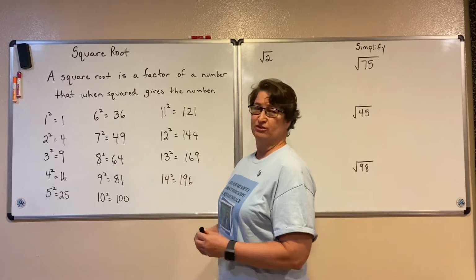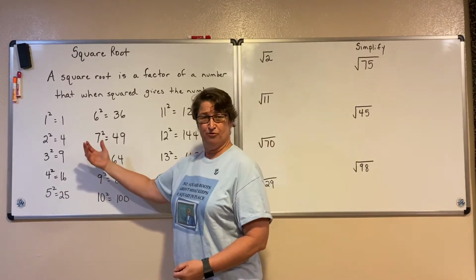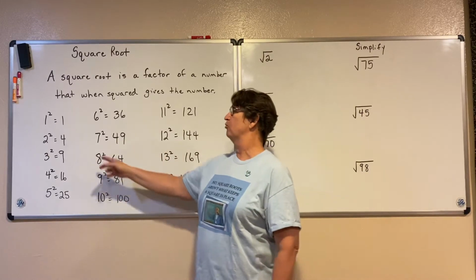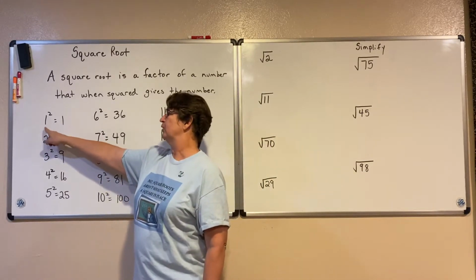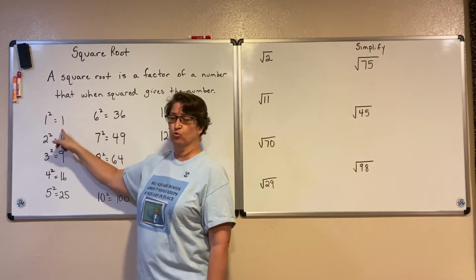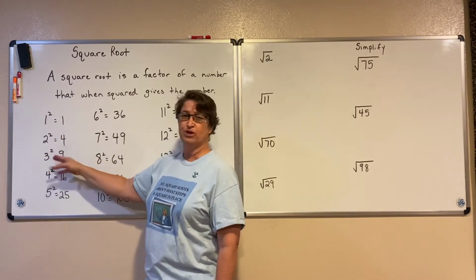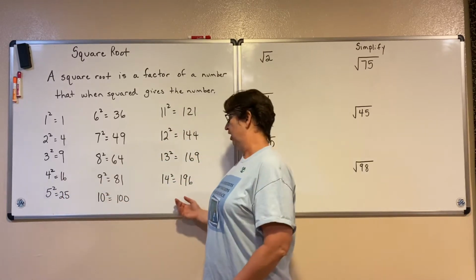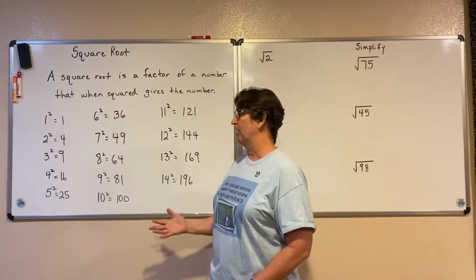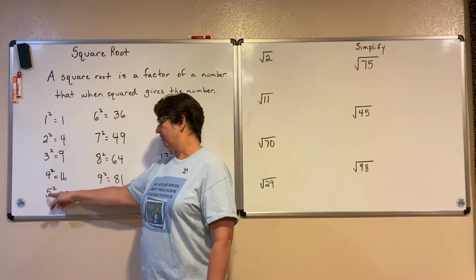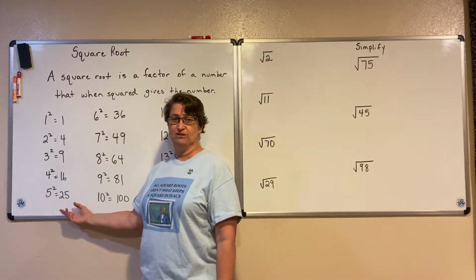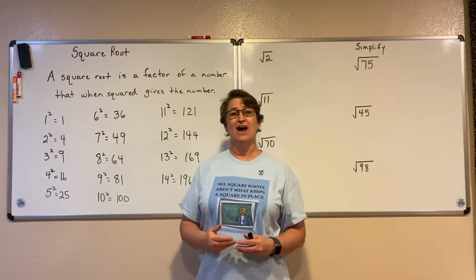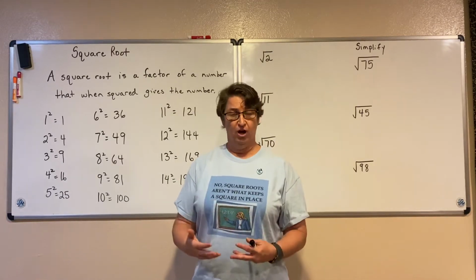First, let me look at some perfect squares. Let's look at some things that maybe we know already. For instance, we know that 1 squared equals 1, and 2 squared is 4, and 3 squared is 9. I've written up here all of the first 14 perfect squares. If I multiply 5 times 5, I get 25. Now we are going to find the square root of a number.